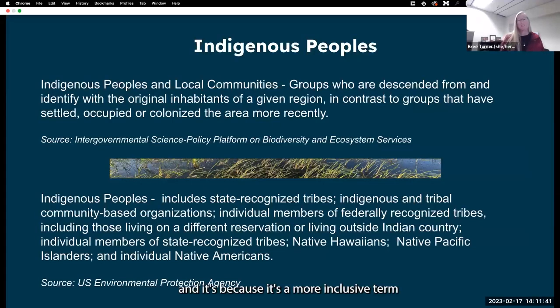So, Indigenous peoples and communities, this is a term that we're seeing used increasingly. It's a more inclusive term to include groups who have descended from and identify with the original inhabitants of a given area. This could include state recognized tribes, Indigenous and tribal community-based organizations, those living out of the communities that they've descended from, maybe in an urban space, Native Hawaiians, and Pacific Islanders. It's a much more common term that we're seeing, and actually the term that we use in the title of our web seminar today. Next slide.